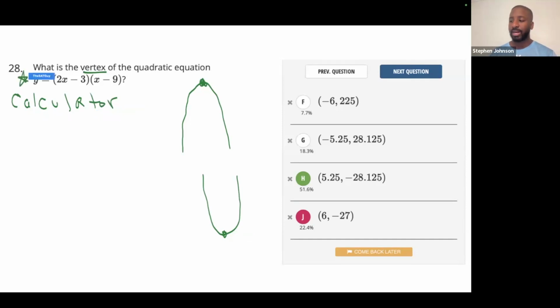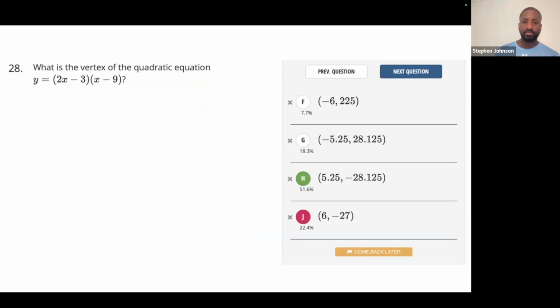You're going to get a parabola, and you're going to locate on your calculator exactly where the vertex is, and you will find that it is at 5.25, -28.125. That's where you'll find it. There really isn't any reason to do any math here. Just use your calculator. There are 3 questions already so far that follow that exact strategy. Just throw it into your calculator and look for what the question's asking you to find. All right, let's go to the next question.